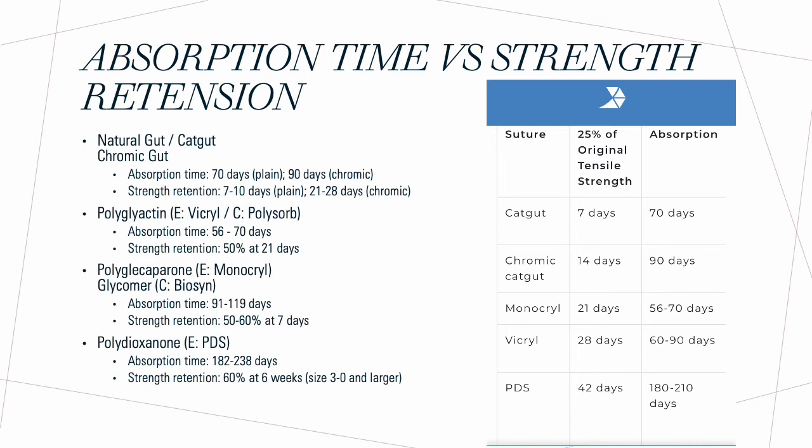And then Vicryl, 25% at 28 days, or 4 weeks. And then PDS, 25% of the original strength at 42 days, which is slightly different than what Ethicon has listed, but the overall absorption time is approximately the same.